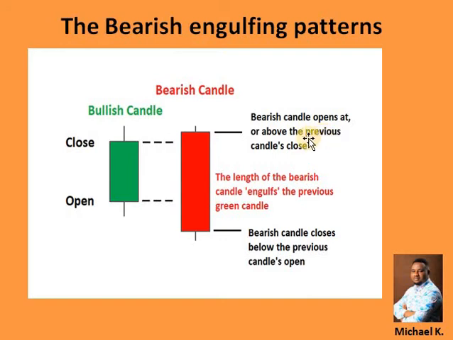The bearish candle needs to open at or above the previous candle's close, as we can see on the chart. The length of the bearish candle engulfs the previous green candle, that is the previous bullish candle. The bearish candle closes below the previous candle's open. This is the previous candle's open. This is the bearish candle's close. So the close should be below the previous candle's open.